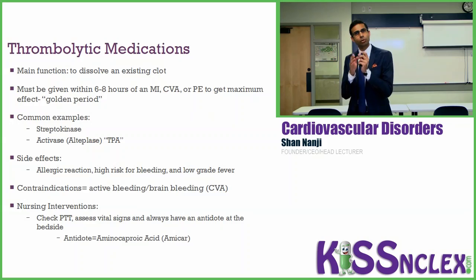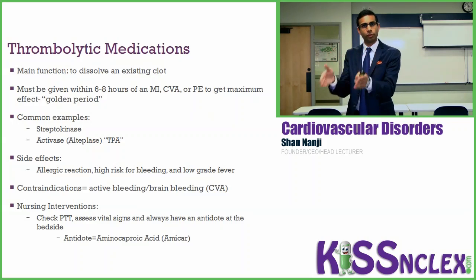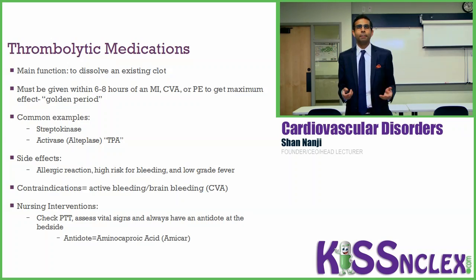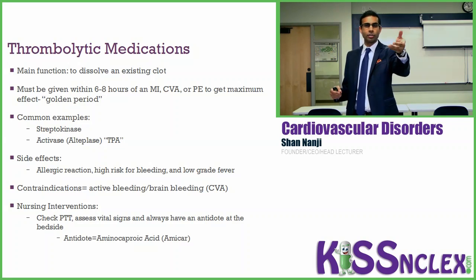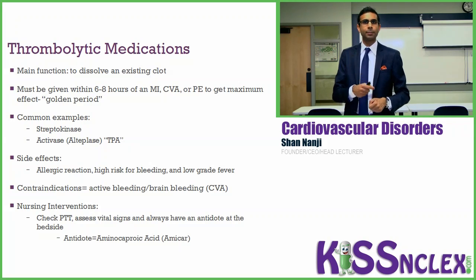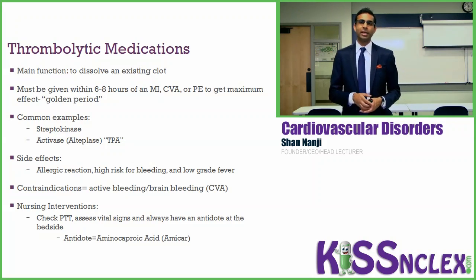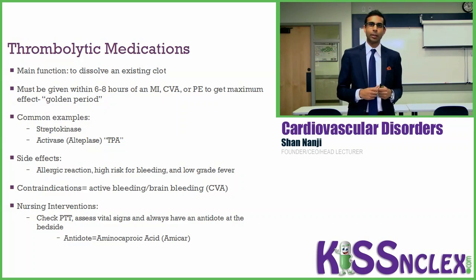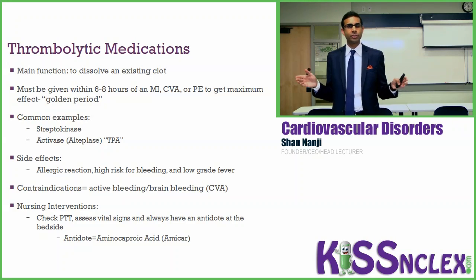Thrombolytic medications. Remember we said thrombolytic medications are given to people in the first 3 hours of a stroke or the first 6 hours of an MI, right? So the main function is to dissolve an existing clot. Anticoagulants prevent clots from forming or becoming bigger. Thrombolytics break up the clot. They lyse that clot. They must be given within 6 to 8 hours of an MI, CVA, or pulmonary embolism to get the maximal effect. That's the golden period, 6 to 8 hours for those conditions. If it's a stroke, it needs to be within 3 hours.